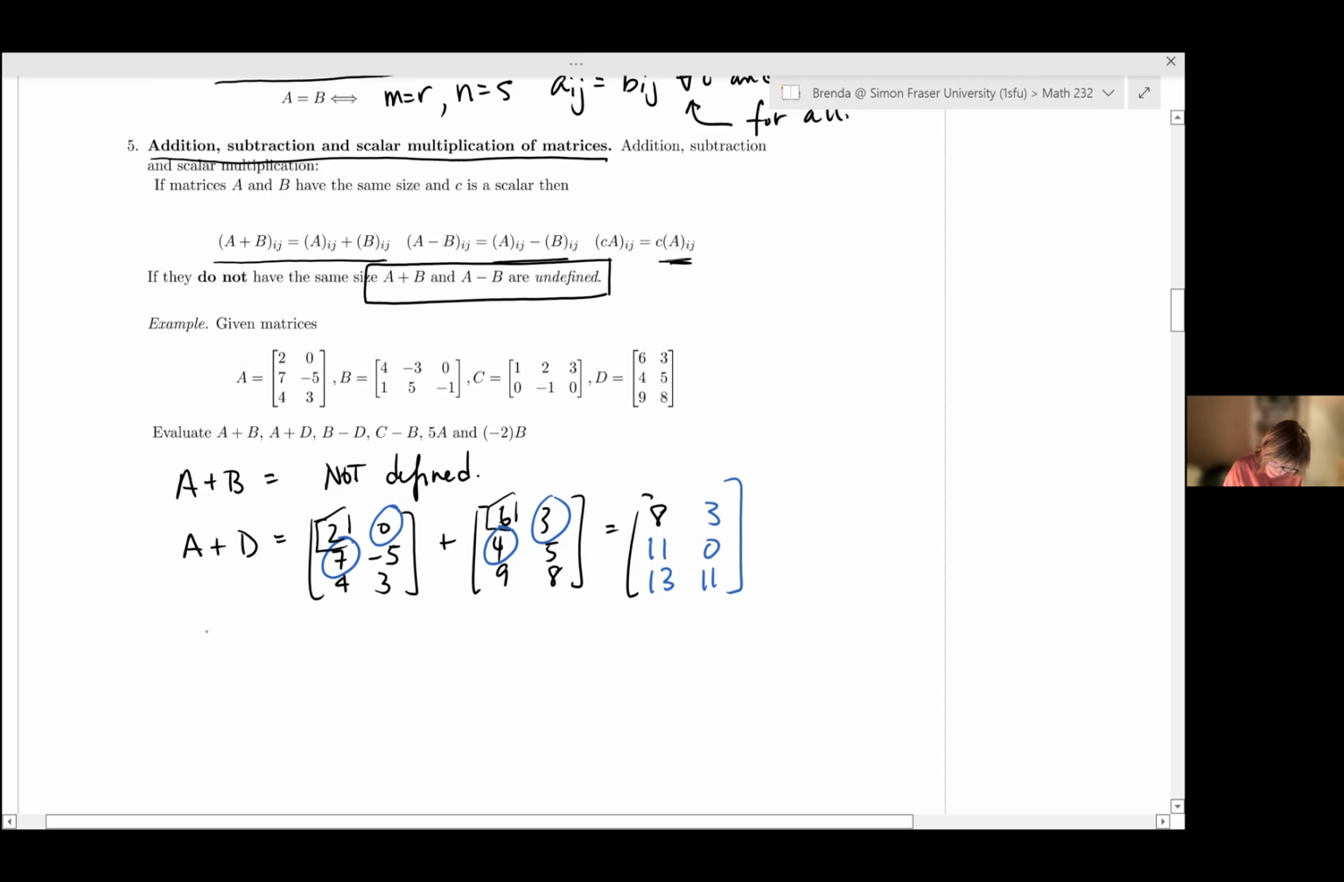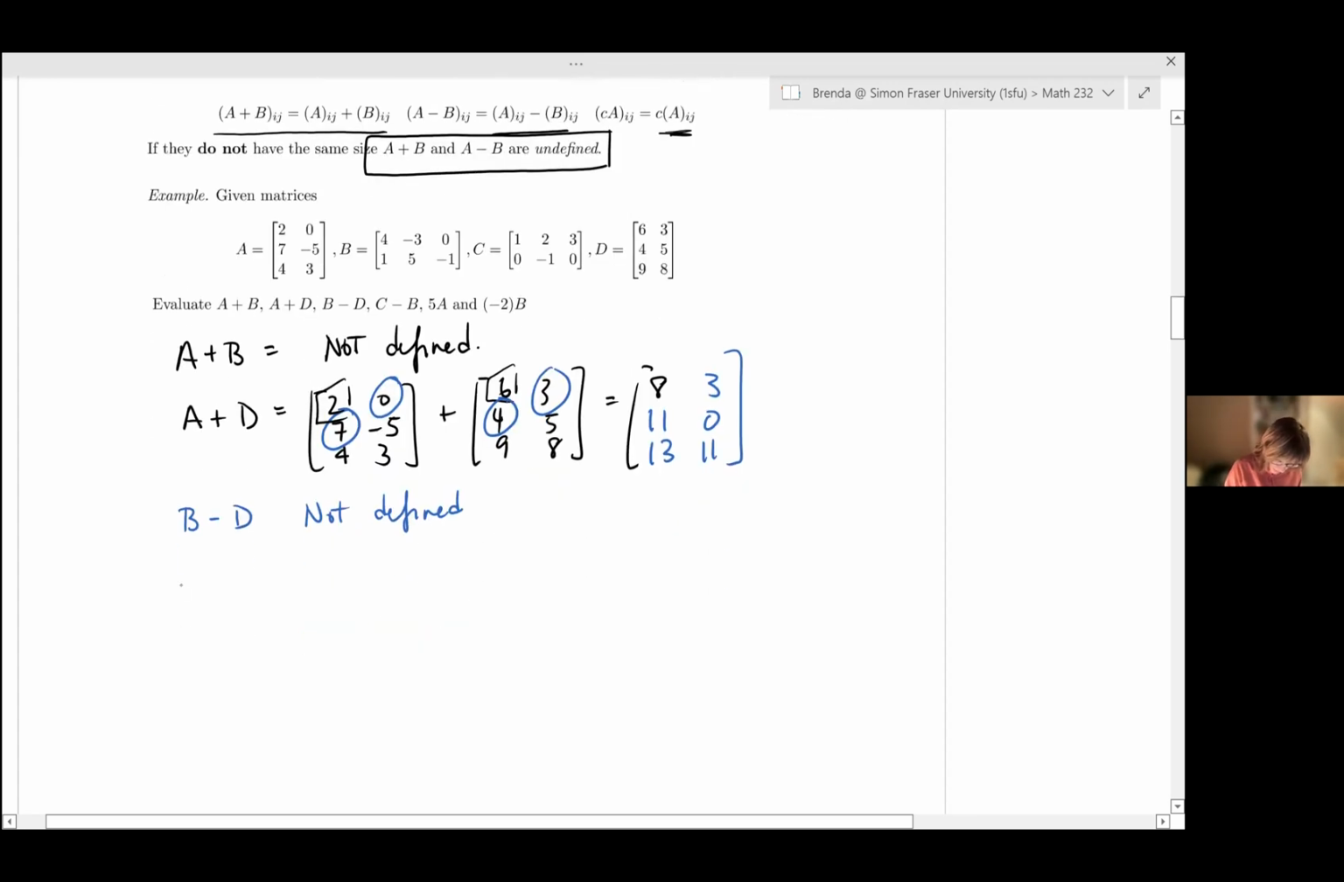If I take a look here at what is B minus D, not defined. They're not the same size, so I can't do it. If I take C minus B, then I look, they're the same size. There's C and B right there, they're the same size. So I can do this operation.